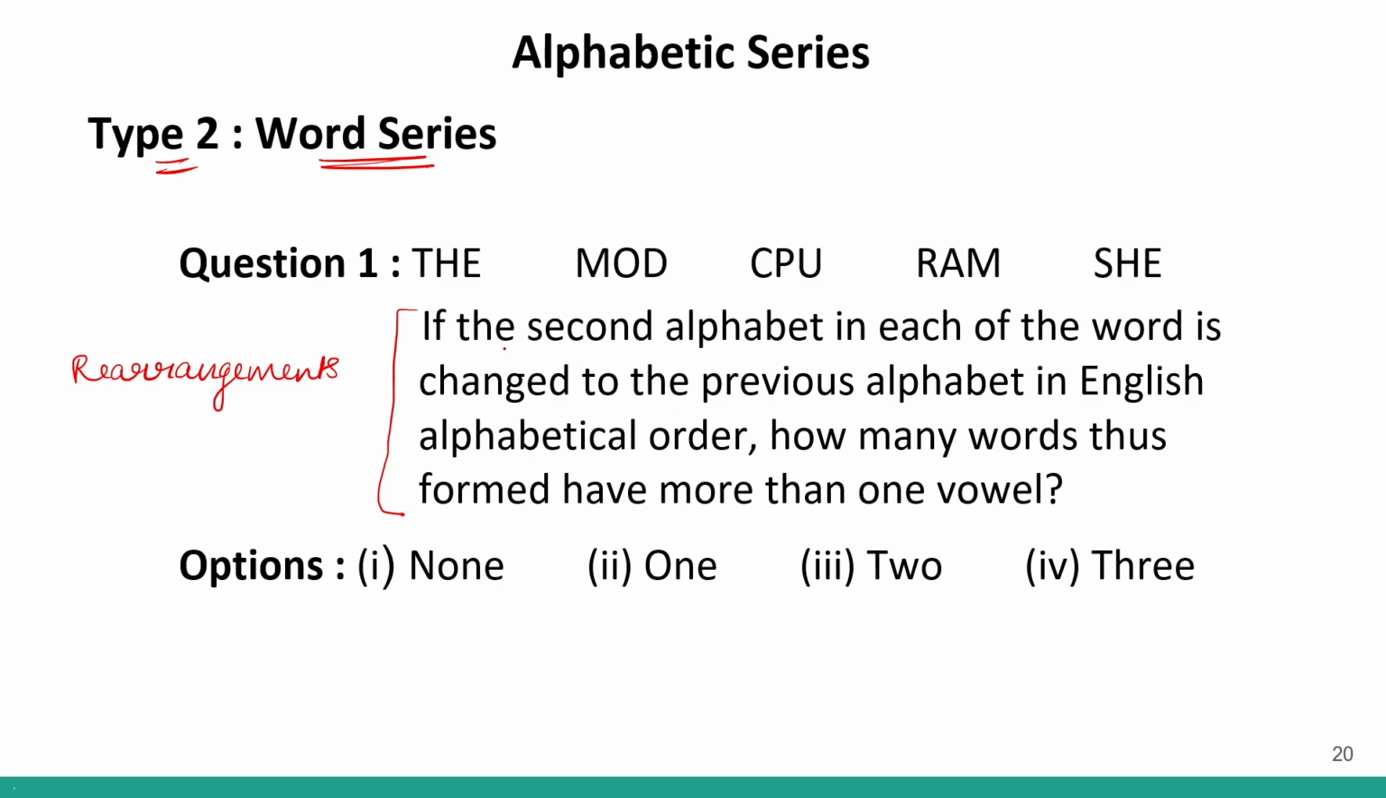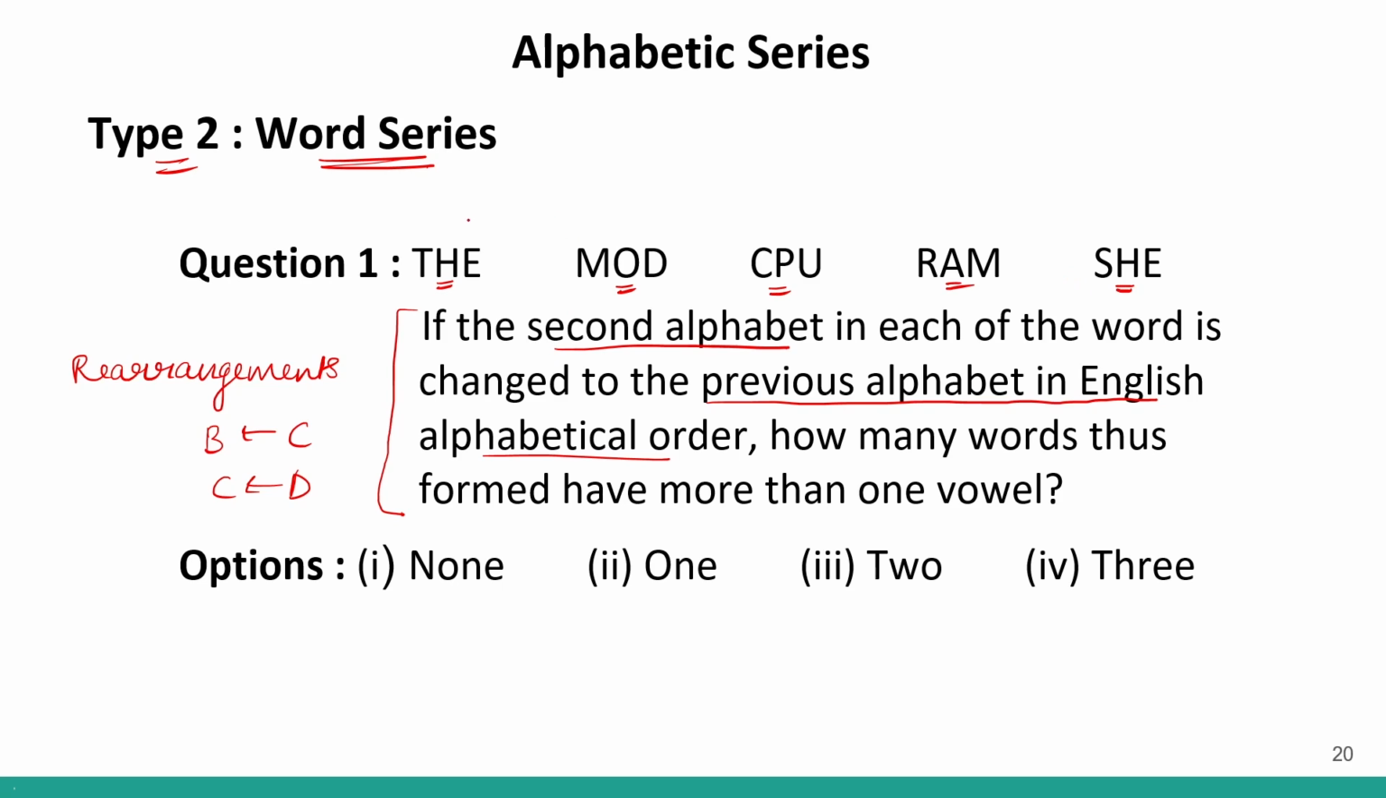The question is that if the second alphabet in each of the words is changed to the previous alphabet in English alphabetical order. That means if we have C, it is changed to B. If we have D, it is changed to C. It is changed to the previous alphabet. So this is happening only in the second alphabet. Second alphabet is these ones, right? Only in the second alphabet we have to move to the previous one.